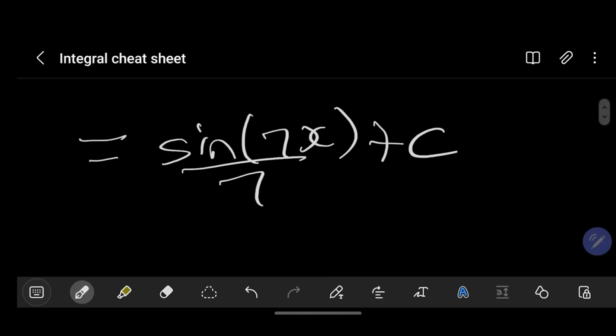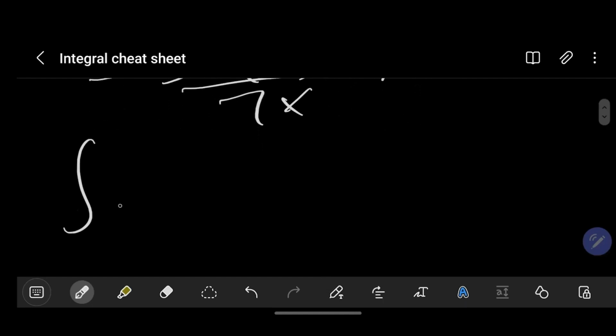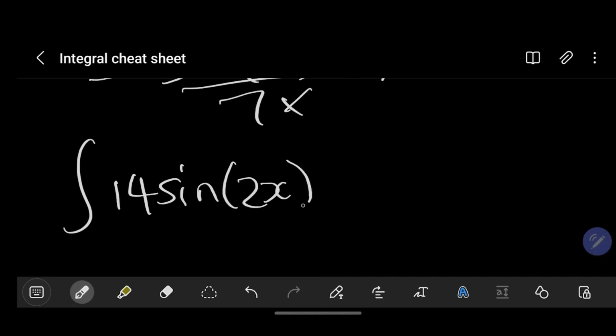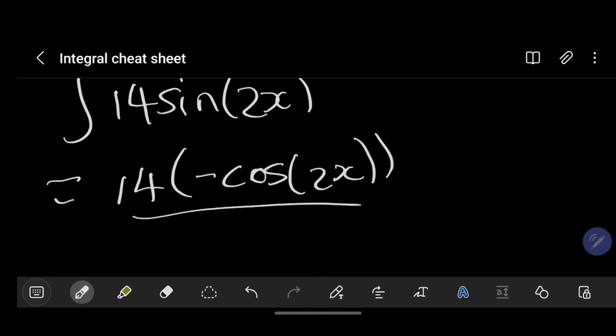Okay, quite similar to the exponents. When you have a constant, you bring the constant to the denominator as well. So what if we have the integral of 14 sine 2x? So that's equal to 14. We take out the constant as we did with the multiplication rule, into the integral of sine of x. So the integral of sine is minus cos 2x, which is our constant, all over 2, which is our constant, plus c.